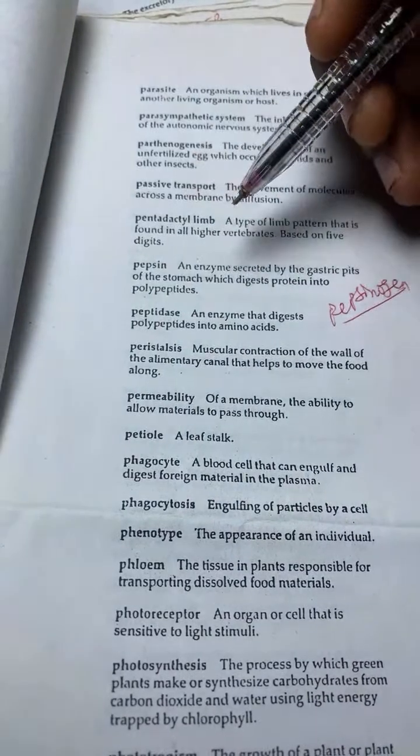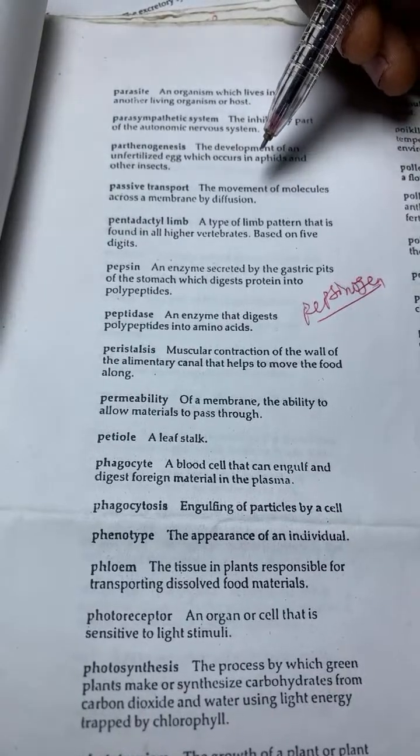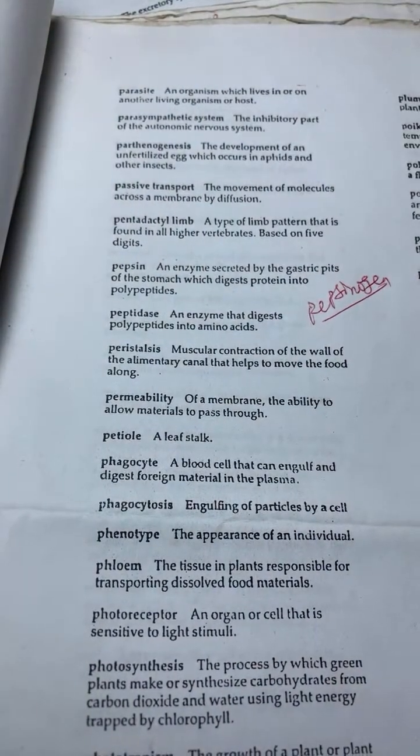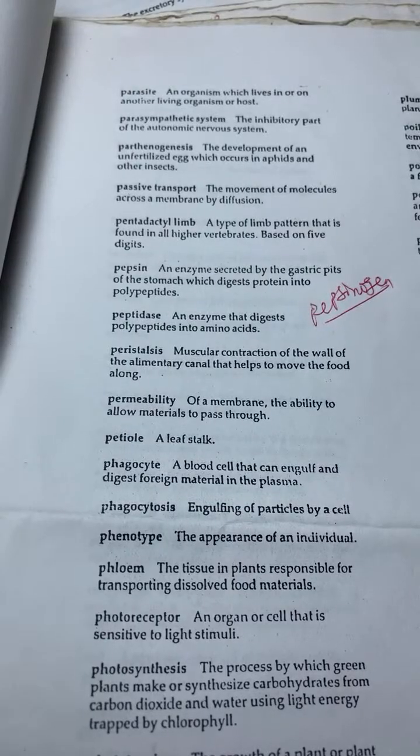We have what we call peptidase. It's an enzyme that digests polypeptides into what? Into amino acids. We have peristalsis. It's the muscular contraction of the wall of the alimentary canal that helps to move the food along. So that means peristalsis is the movement of food within the body.